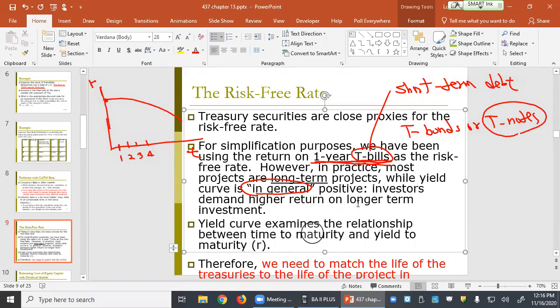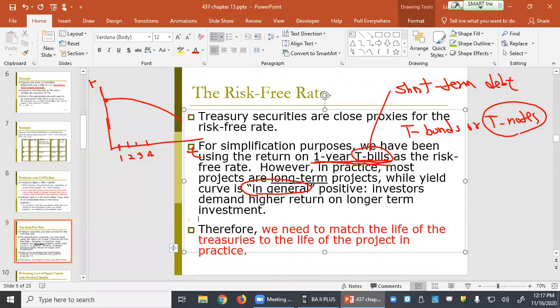So now we know that it's not just the risk level that matters, right? The time to maturity also matters. So it's inappropriate to always use the 1-year T-bill as our risk-free rate. We need to consider the time to maturity. So specifically, what do we need to do?